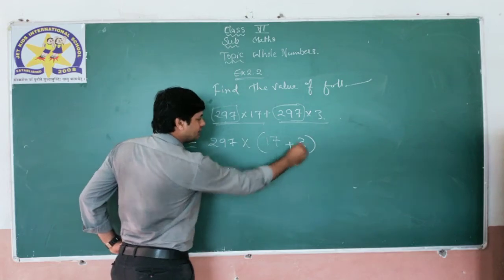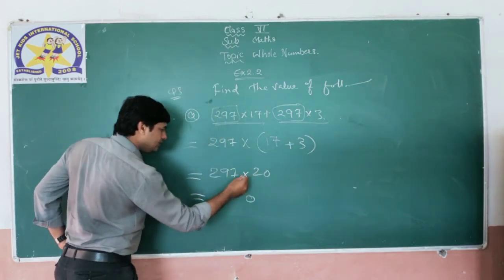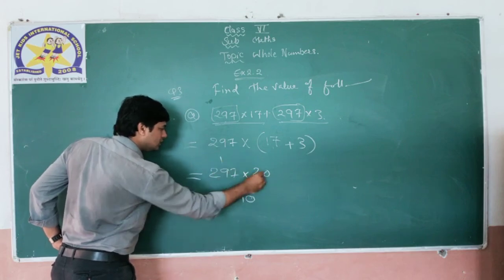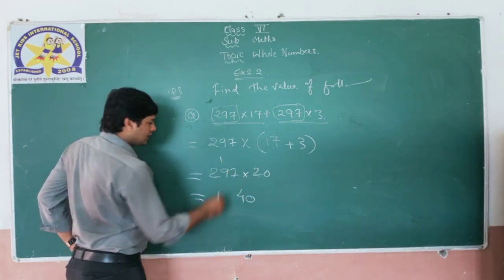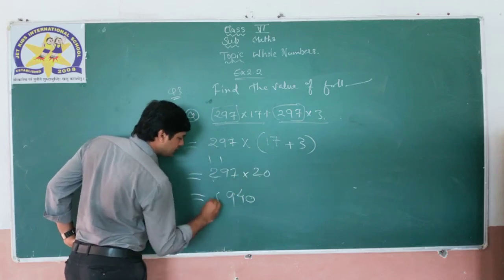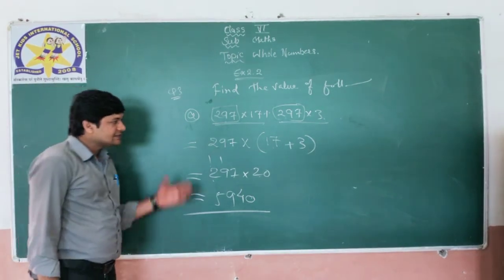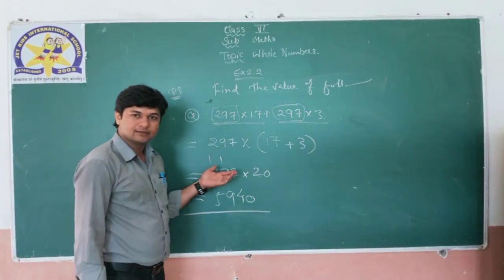Now 297 multiplied by 17 plus 3, that is 20. Now just 1 zero added. 2 sevens are 14, 0 plus 1 is 1... 2 nines are 18 plus 1, 19. Carry 1, 2 twos are 4 plus 5. This is our answer. Clear? This is how we are going to solve this.